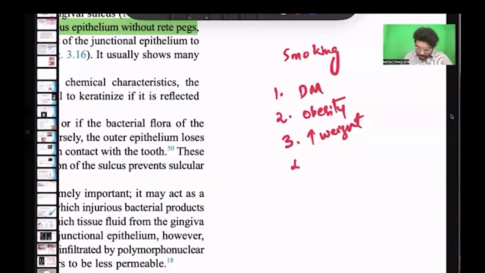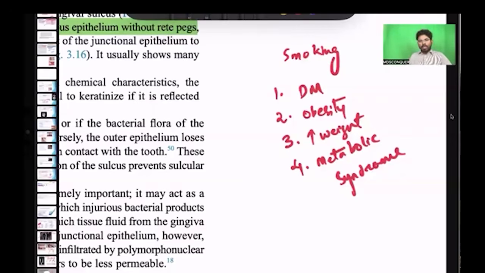Next, there is something called metabolic syndrome. We'll discuss that. Metabolic syndrome can also cause periodontal issues, can also lead to periodontal problems.